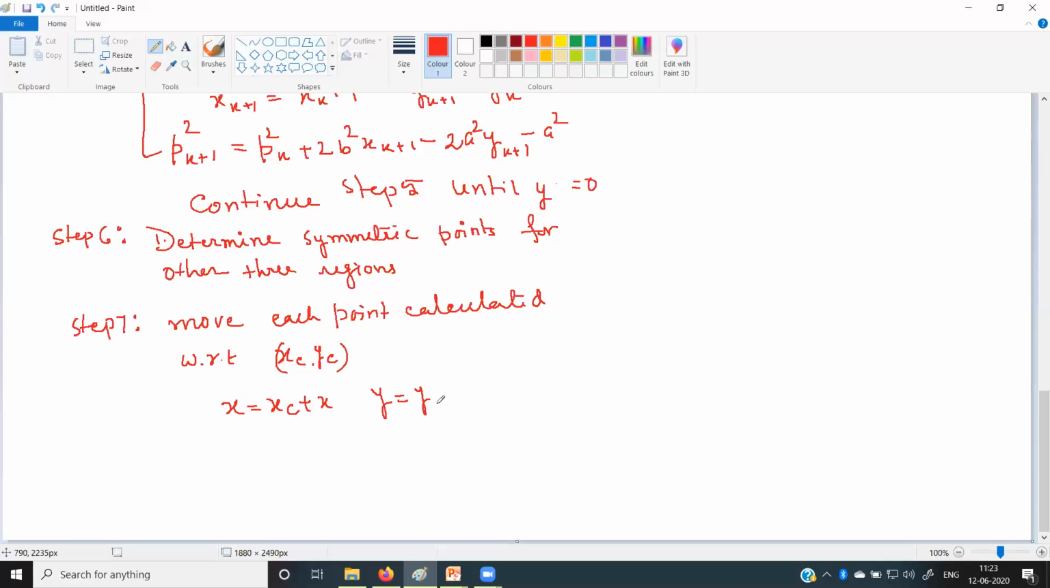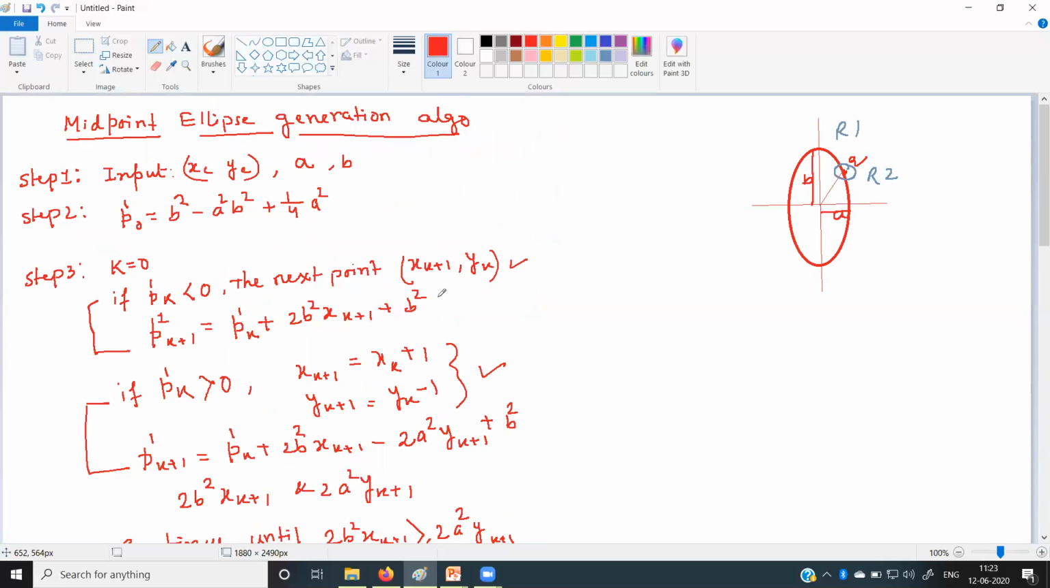It will be YC plus Y, and we need to plot X comma Y. So after getting all points on the ellipse, you just perform step 7: apply this operation, XC plus X and YC plus Y, on all points which you got on the ellipse, to move your ellipse as per its original center point. Okay. So that is all about the midpoint ellipse generation algorithm.